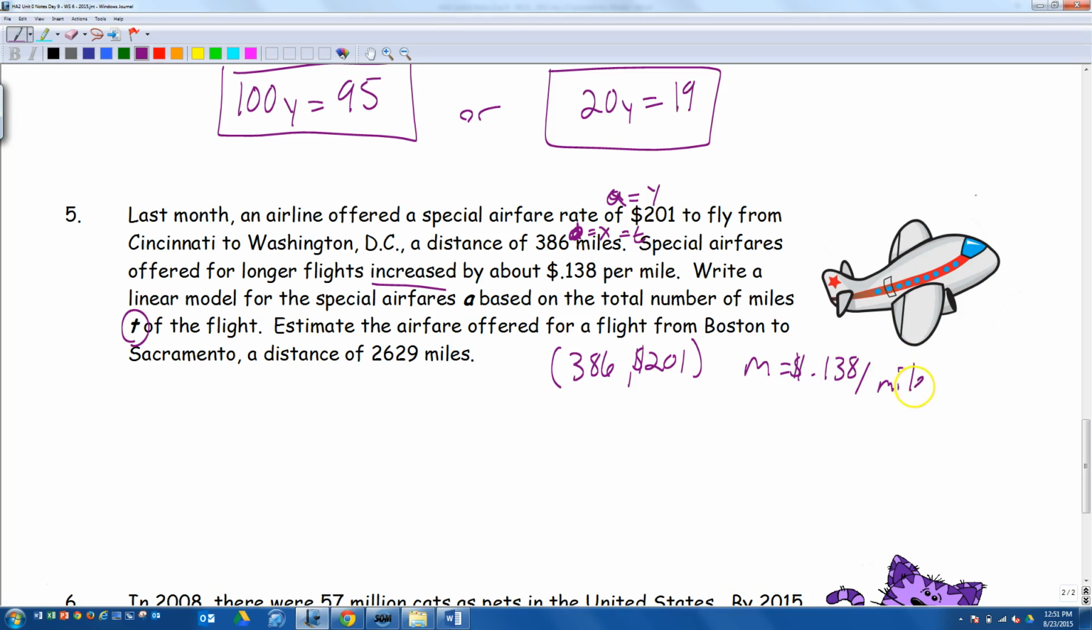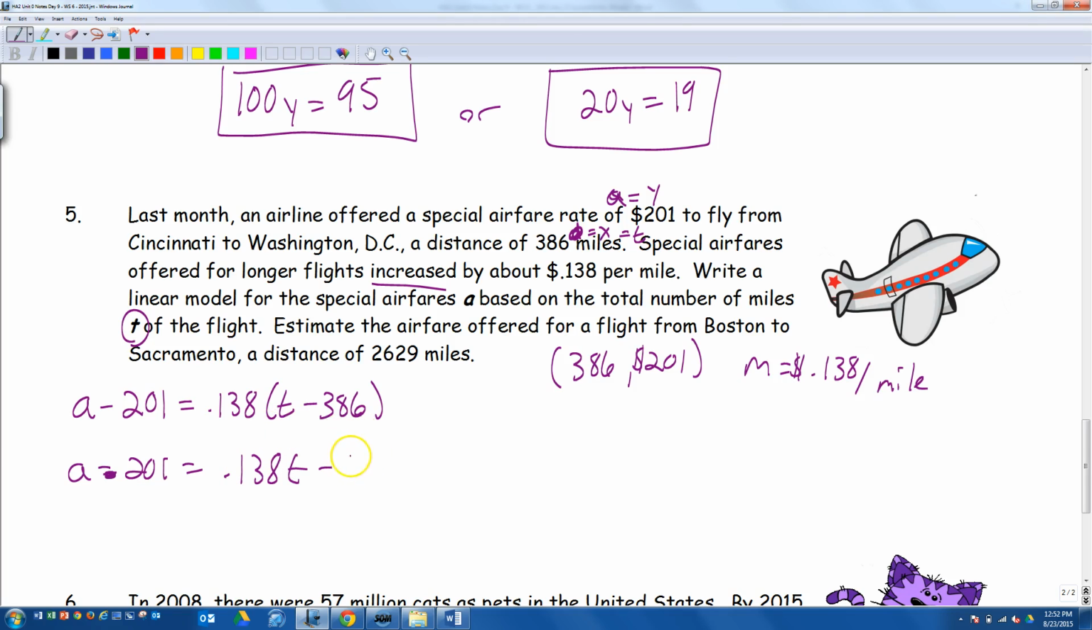per mile. So I can go right to point slope form and say that A minus the amount for this flight that we're using, 201, is equal to the slope times t, the distance traveled of the flight, total miles of the flight, minus 386. So again, I just did what I did up there. I used point slope form. I had a slope and a point, but with words, and I plugged it in. This is y, this is x. We solve because it's easier to work with these kinds of equations when it's y equals.